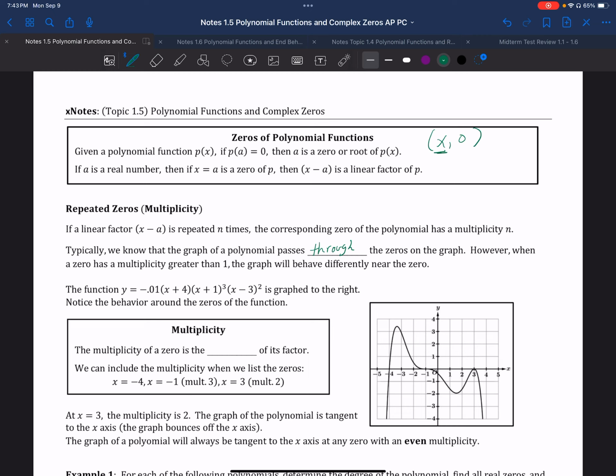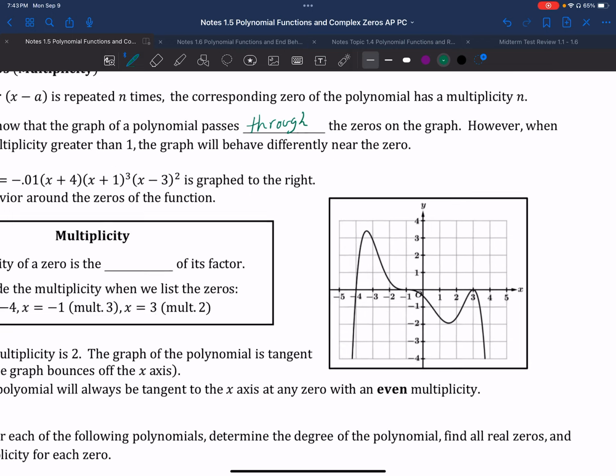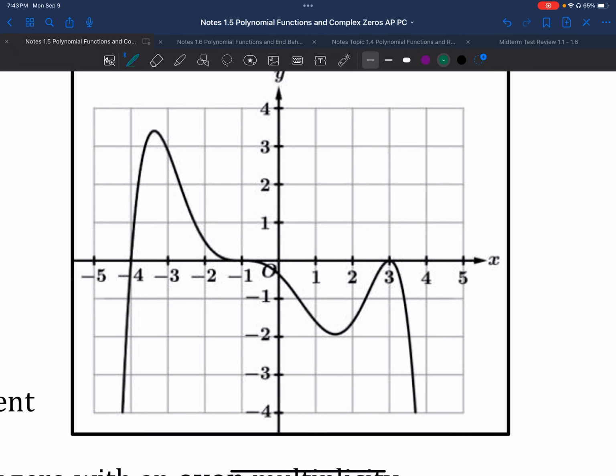It says the function y equals negative 0.01 times (x plus 4) times (x plus 1) cubed times (x minus 3) squared is graphed on the right side, and then notice the behavior around the zeros of the function. So I am going to zoom in on the function and talk about the multiplicity and how it differs between the different multiplicities for each of the zeros.